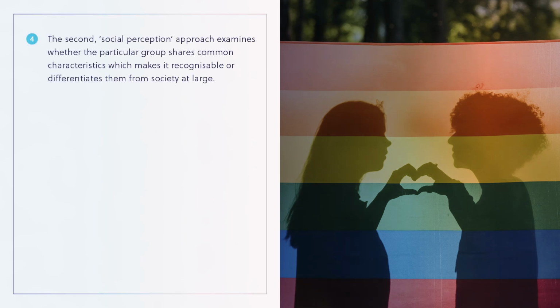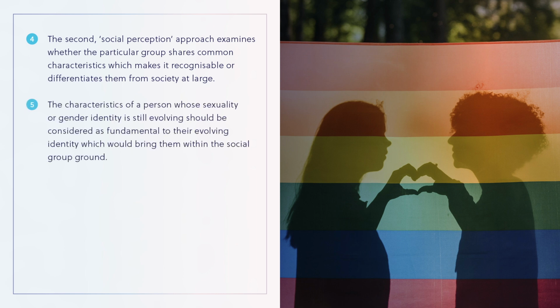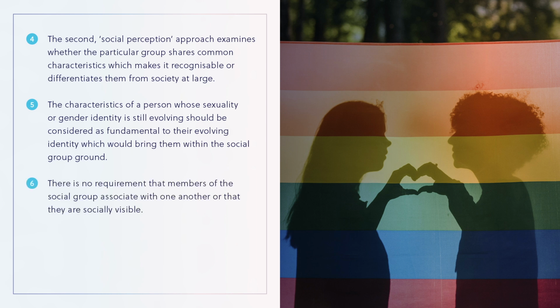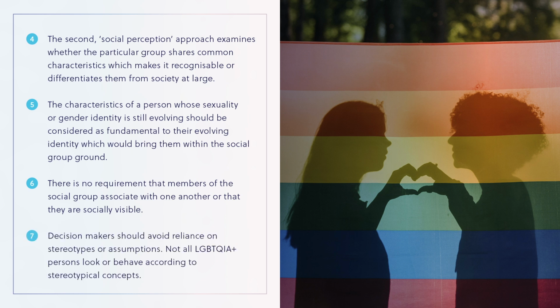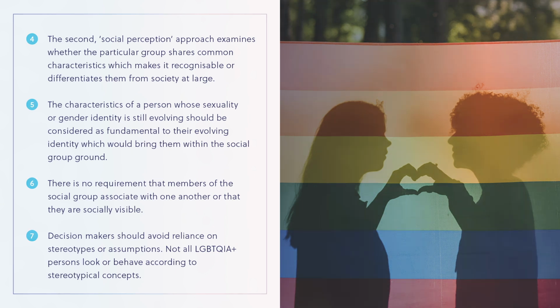The second, social perception approach, examines whether the particular group shares common characteristics which makes it recognizable or differentiates them from society at large. The characteristics of a person whose sexuality or gender identity is still evolving should be considered as fundamental to their evolving identity, which would bring them within the social group ground. There is no requirement that members of the social group associate with one another or that they are socially visible. Decision makers should avoid reliance on stereotypes or assumptions. Not all LGBTQIA+ persons look or behave according to stereotypical concepts.